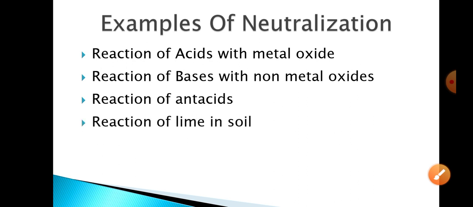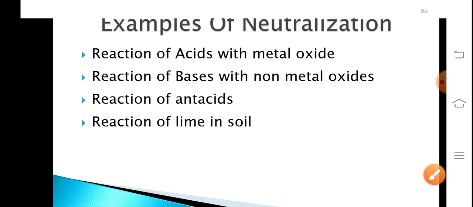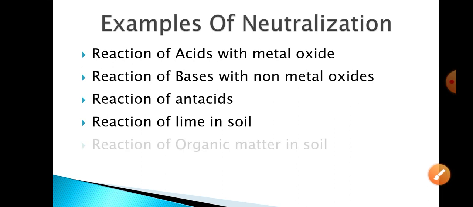Now reaction of lime in soil. So what is lime? Lime is again calcium carbonate and it is basic in nature. So lime is added to the soil only when the pH of the soil is less, that is when the soil is acidic in nature. So farmers usually add lime to the soil to neutralize the effect of acids present in them. And this helps in the proper growth of plants. So this is again an example of neutralization reaction.